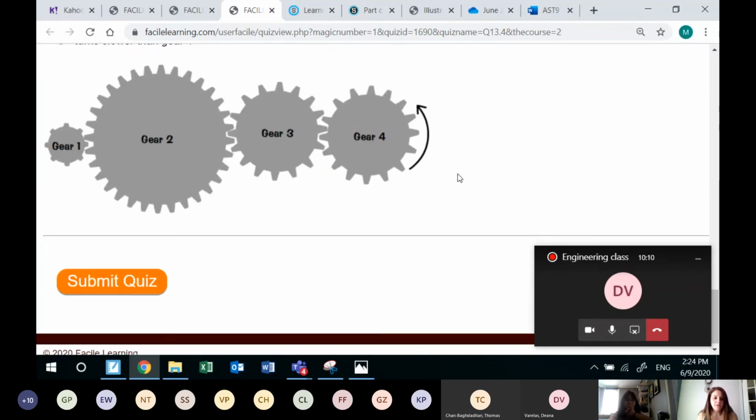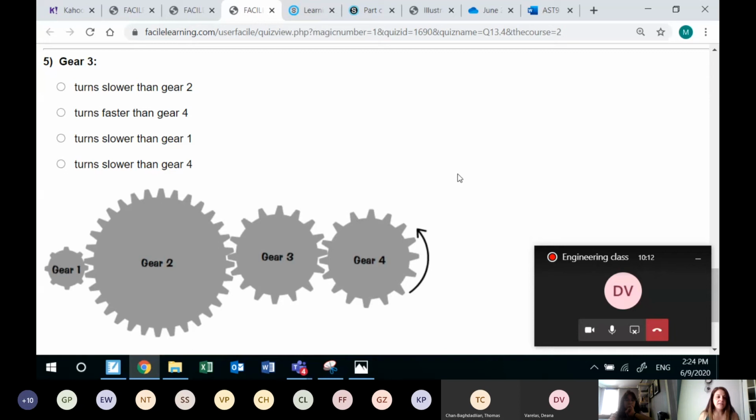Okay. So let's just take a look at this question number 5. Let's see if you remember doing this quiz. It's asking about gear 3. It says, does gear 3 turn slower than gear 2? Does it turn faster than gear 4? Does it turn slower than gear 1? Or does it turn slower than gear 4? So let's hear some of your answers.